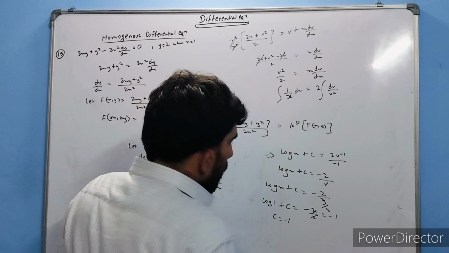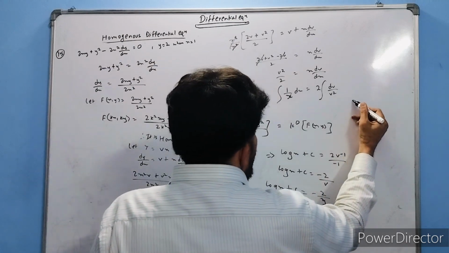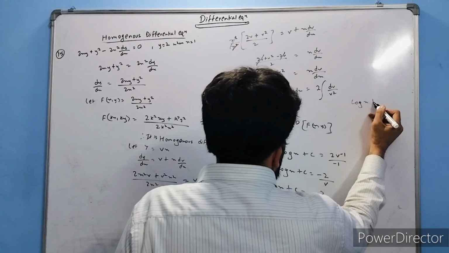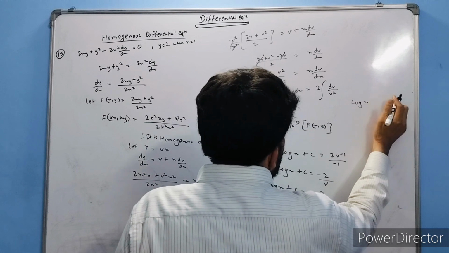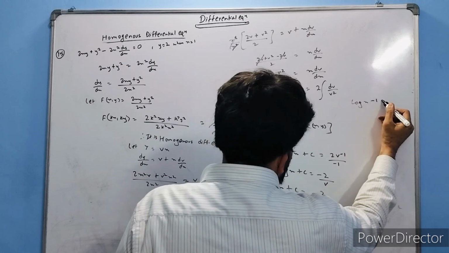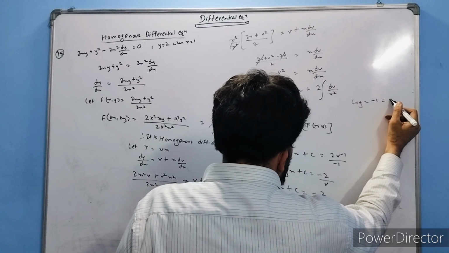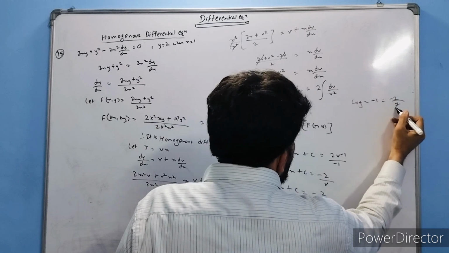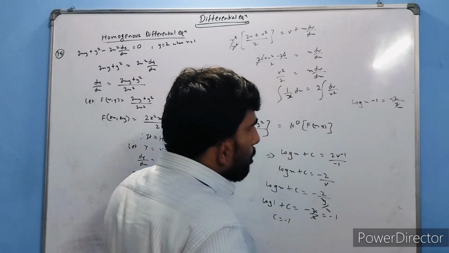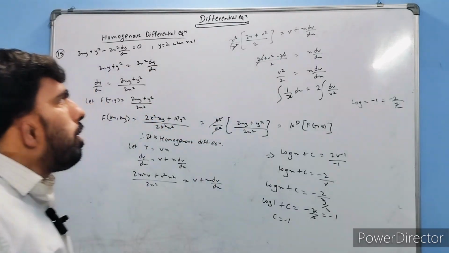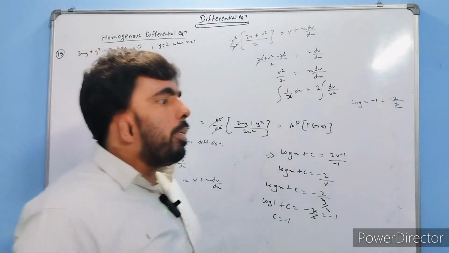So we can put the value here and we can say log of x minus 1 is equal to minus 2x upon y. Okay, which is the required general solution of the homogeneous differential equation.